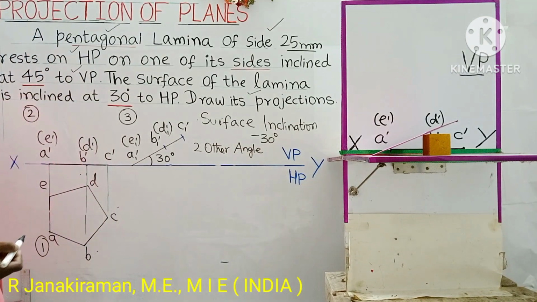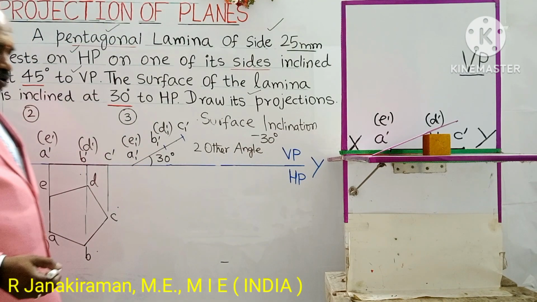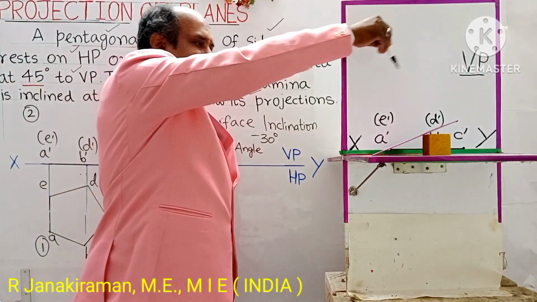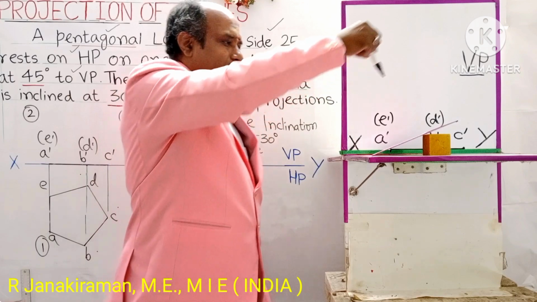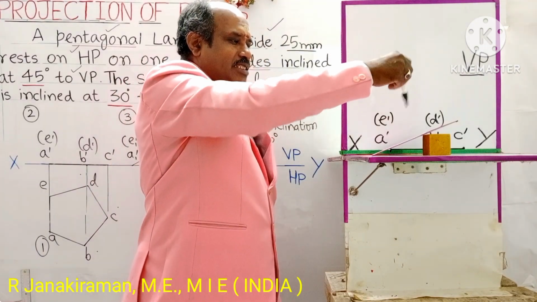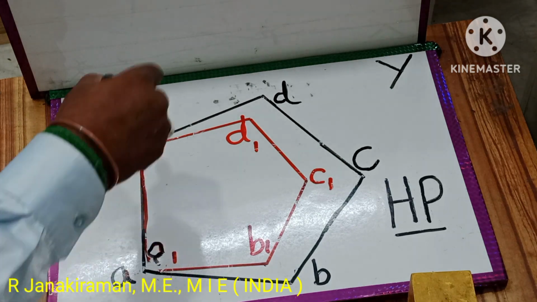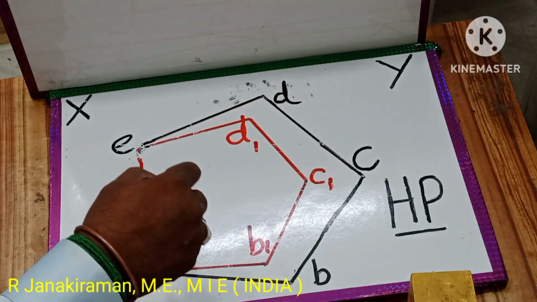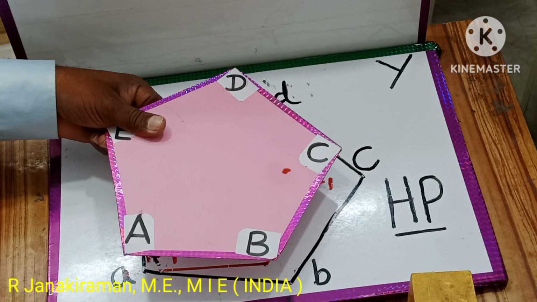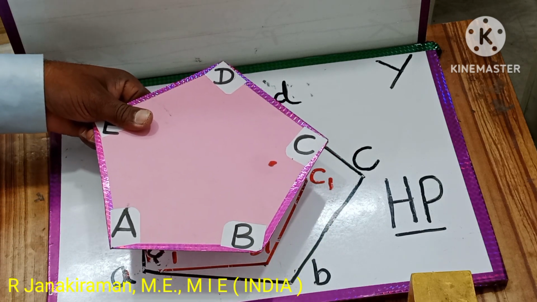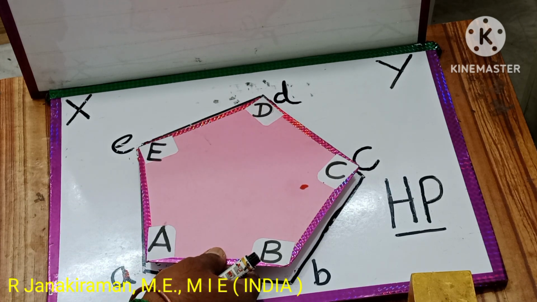Now I am going to draw the corresponding top view for this. Looking from the top, the view obtained is called the top view. You can see the reduced pentagon, reduced in size. The first diagram is the simple position top view, and the corresponding simple position front view is one inclined line, which we drew earlier. Now in the second step, the surface is inclined at 30 degree to HP.